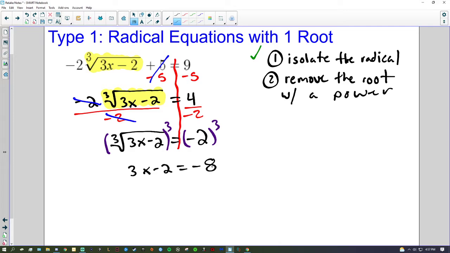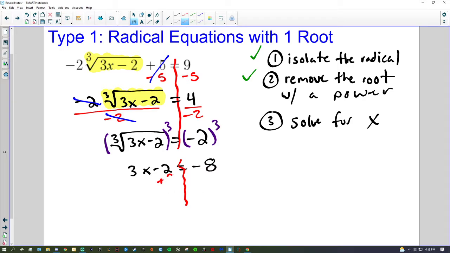Okay, remember also whatever you do to the left, you have to do to the right. Since we raised the left side to the third power, I have to make sure I raise the right side to the third power. Okay, so step 1 done. Our root is all gone. Step 2 is done. So finally, step 3 is solve for x. The only thing we have left to do here is solve for our x, which is just a 2-step equation.